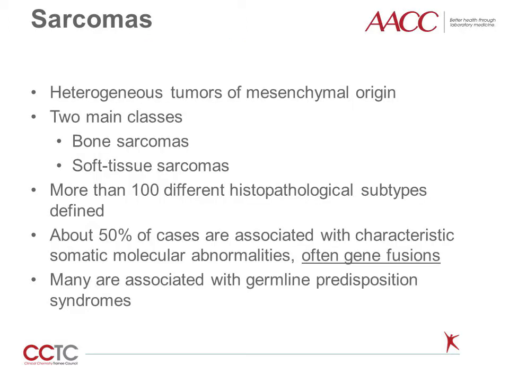Sarcomas are a heterogeneous group of tumors of mesenchymal origin. Sarcomas can be grouped into two main classes, bone sarcomas and soft tissue sarcomas. There are more than 100 different histopathological subtypes of sarcomas defined, and about half of them are associated with characteristic somatic molecular abnormalities. Often, those abnormalities are gene fusions. In addition, sarcomas are often associated with germline predisposition syndrome.